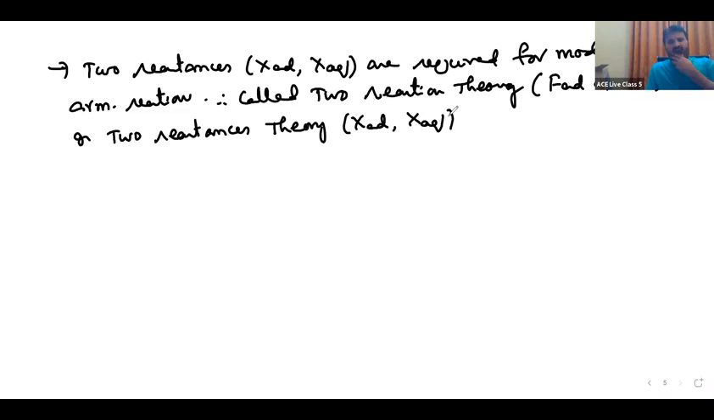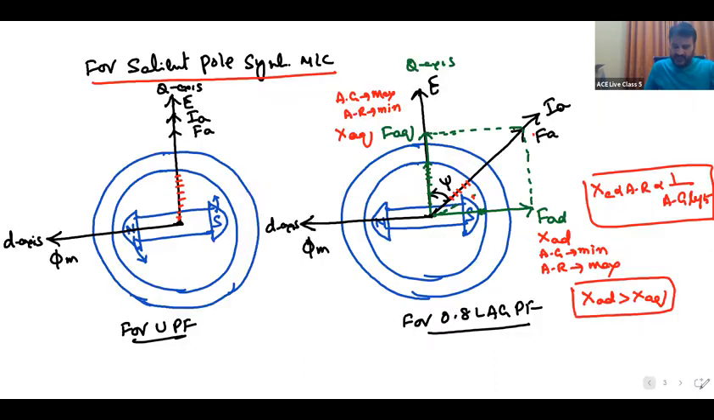Whereas in a cylindrical rotor machine, XEAD and XEAQ are both the same, so one reactance is sufficient: XEAD equals XEAQ equals XEA. The reluctance is the same, and the leakage reactance XL is the same along the direct axis and the quadrature axis. XL will be taken the same here also.